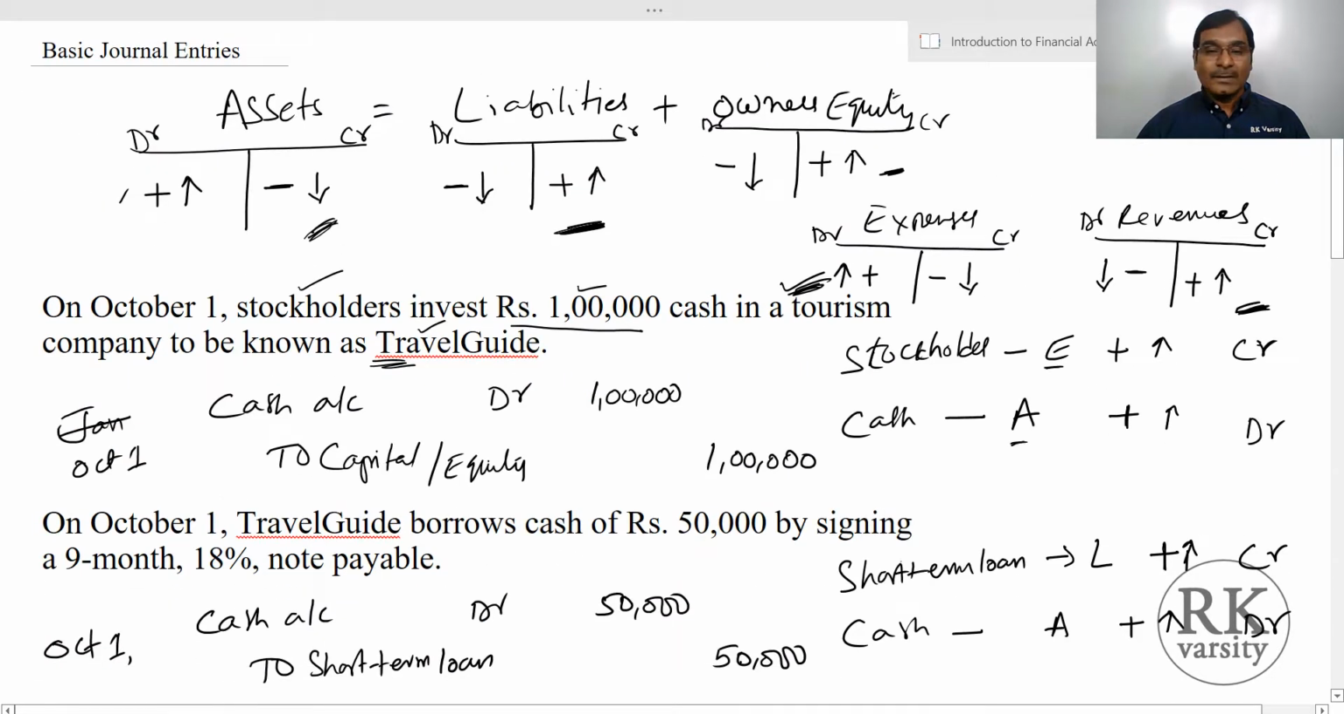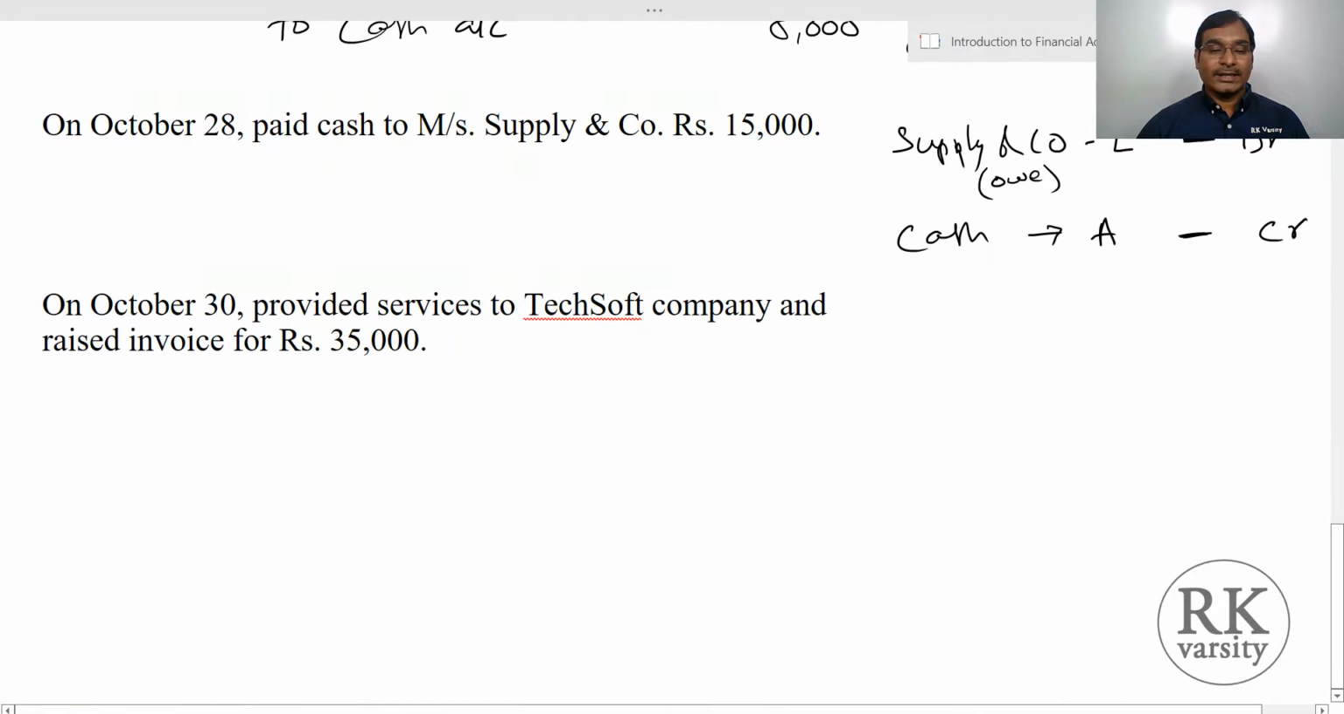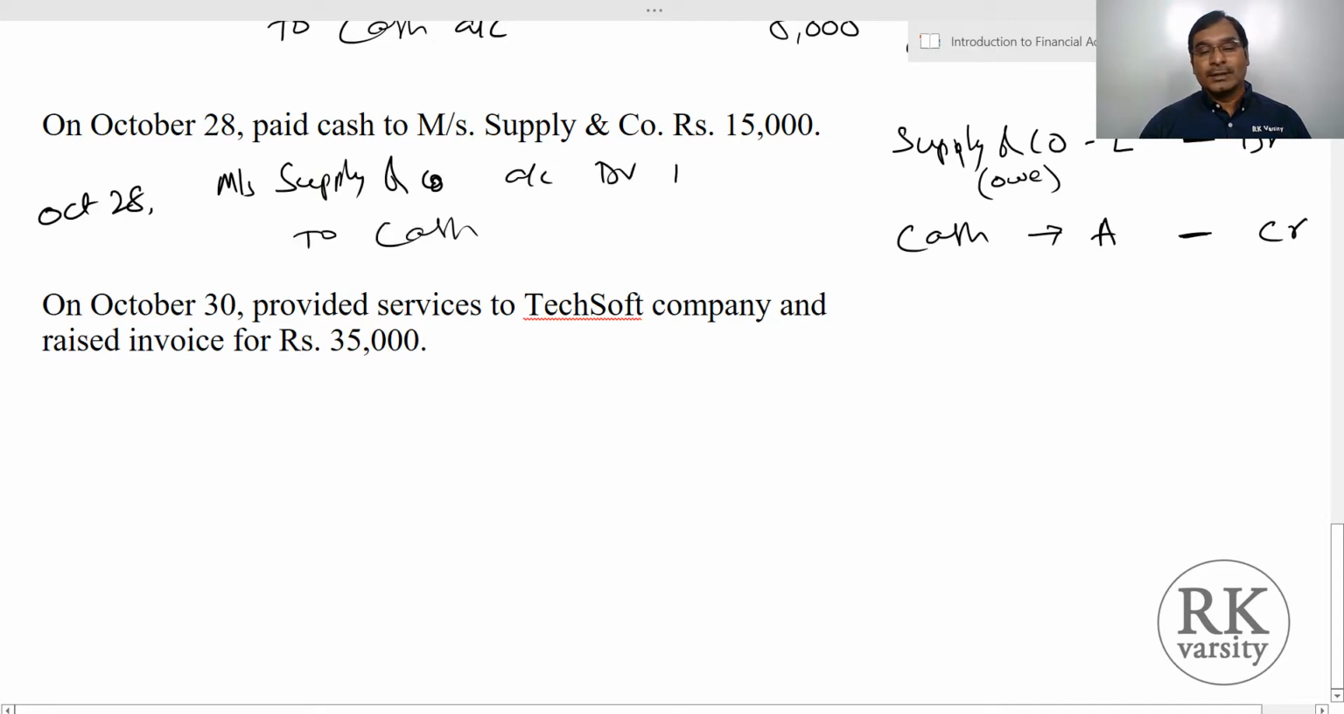So here you can go back and check. When there is a decrease in a liability, we debit, and when there is a decrease in an asset, we credit. Now using this, we can write a journal entry on October 28th. So whose account do we have to debit now? Messrs Supply and Company account debit to cash. Amount is 15,000.